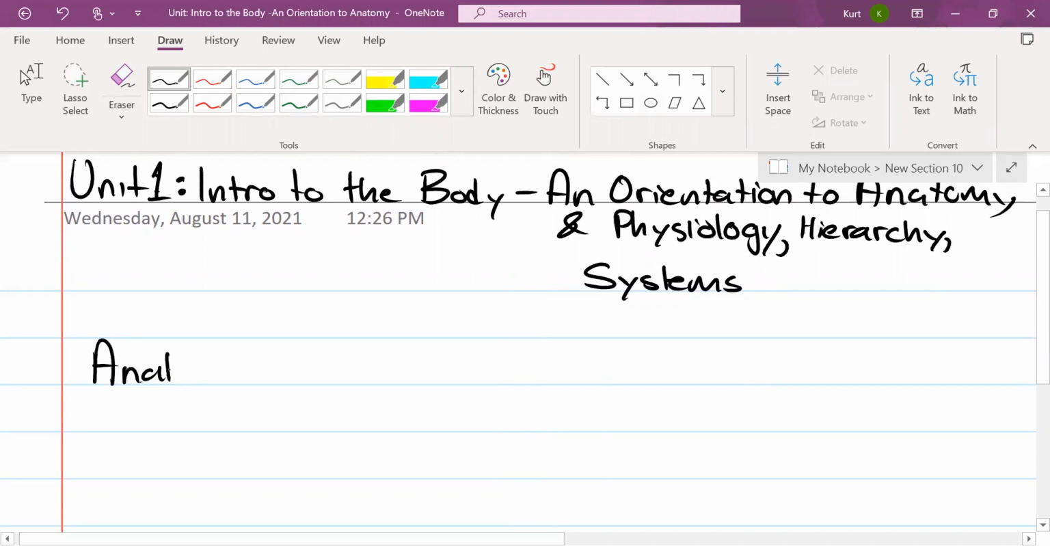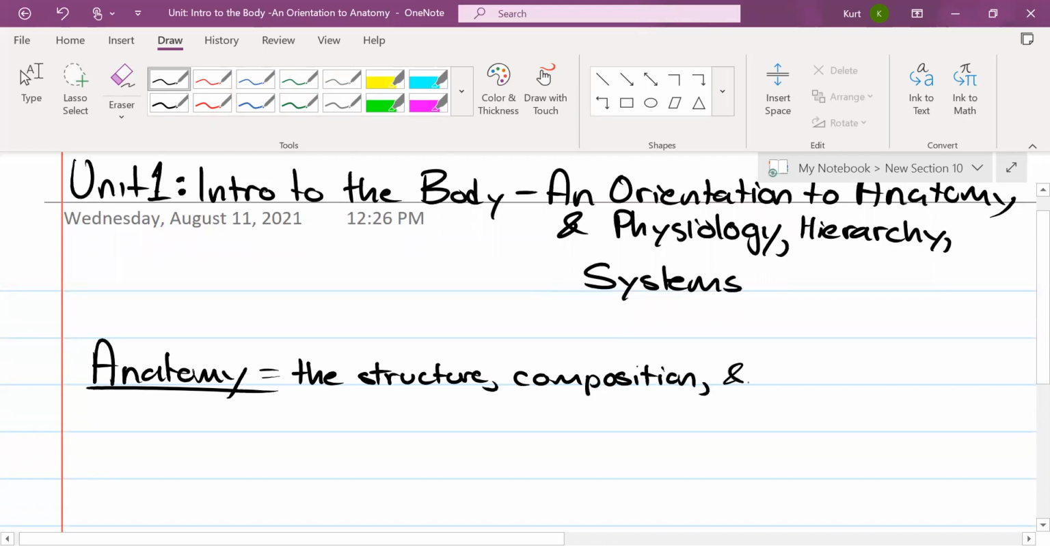Anatomy. The science of anatomy is basically the structure, composition, and design of parts. So when you say anatomy in general, it can mean anything. You could talk about the anatomy of a hurricane, the anatomy of a tidal wave, but this class is called human anatomy. So you want to refer to the anatomy of human body parts.